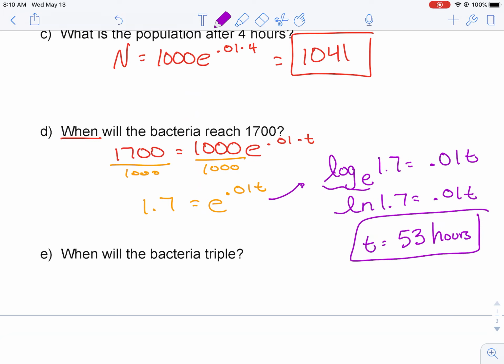All right, the last one says, when will the bacteria triple? So we know we started with 1,000 bacteria. So just like we did with the money yesterday, if we're going to triple that, now it's going to be 3,000. Okay, and we're going to solve it just like the last one.